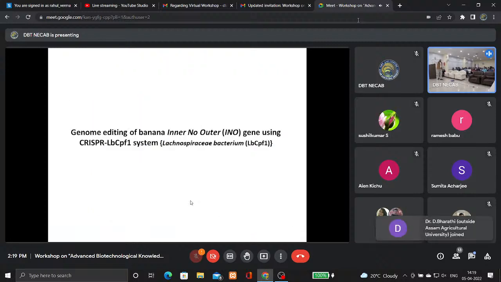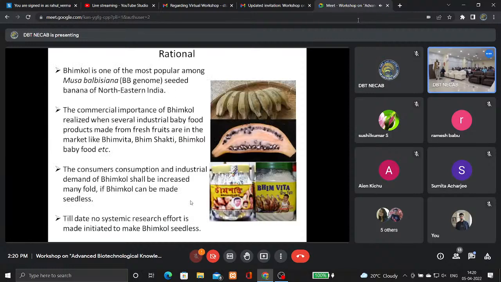Coming now to my part, which is what we are doing right now in our lab. We have taken up this particular project, genome editing of banana, particularly the Bhimkol, using the CRISPR Cpf1 system. The main objective is to make it seedless, and we are going to knock out the inner no outer gene. I will tell you, as I said in the very beginning, why we have taken up this project.